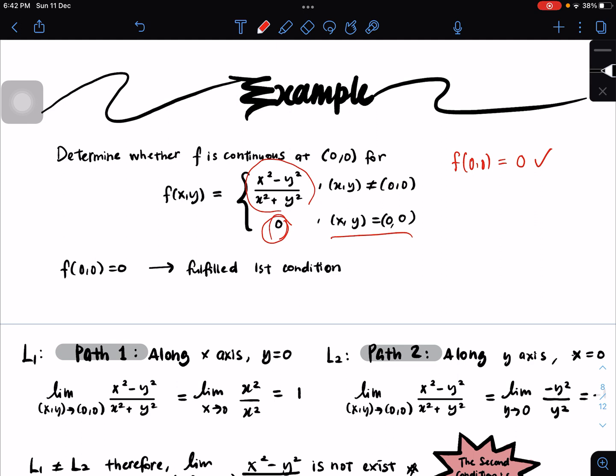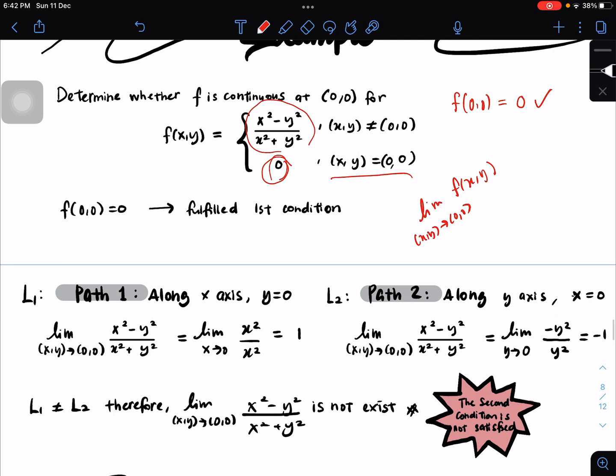So we can conclude that this one is fulfilled. Now we need to move to the second condition, where we need to find the limit of the function f(x,y) when (x,y) approaches 0, 0. The first thing you can do is substitute the value of y equal to 0. You substitute this one equal to 0, and you will have x square over x square, which is equal to 1. So for the first path, the limit is equal to 1.